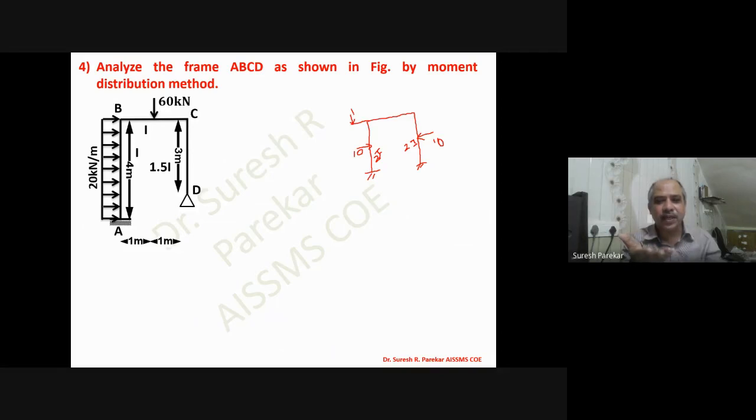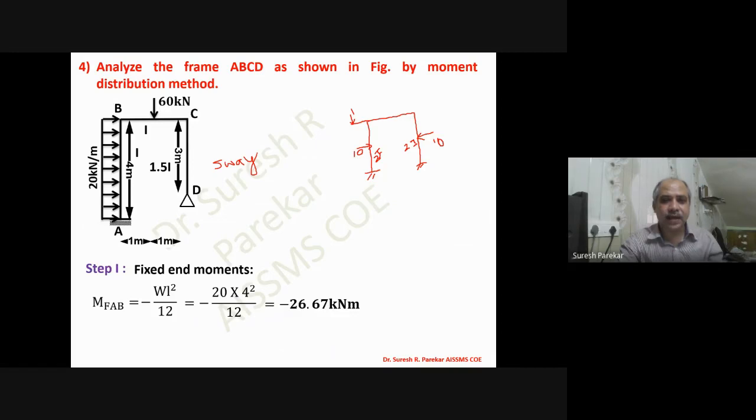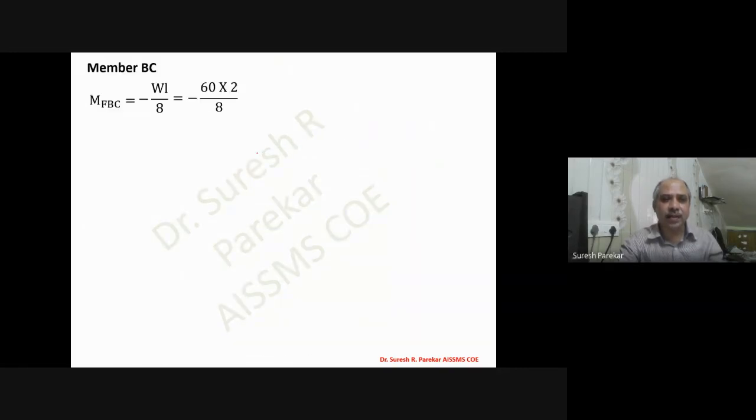Here we need not think a lot, because the span is directly different. So we will go ahead, given frame is a sway frame, and we will solve it as a sway frame. Now we will go first to fixed end moments. For AB, we have WL square by 12, so minus 26.67, then plus. Then for the 60 kilonewton load we have WL by 8, minus 15 plus 15.